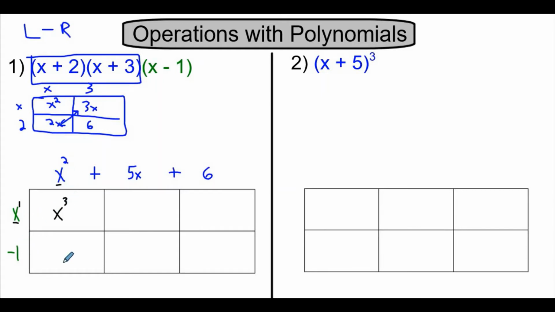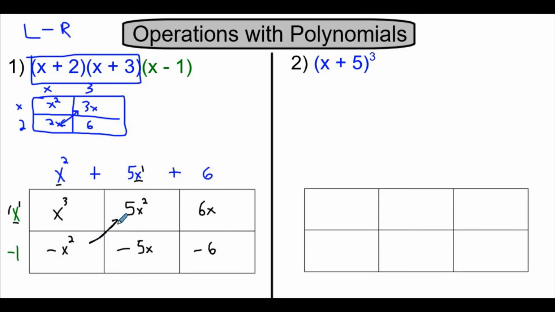Here I have x squared times -1, so -1x squared or -x squared. Here I have x times 5x, so the 5 is really being multiplied times a 1 in front of the x. And then the x's are the same base, and I add the exponents to get x squared. 5x times -1 is -5x. And then 6 times x is 6x. And then 6 times -1 is -6. What I love about the box method is you can actually see that negative going the whole way, so you don't make a careless mistake.